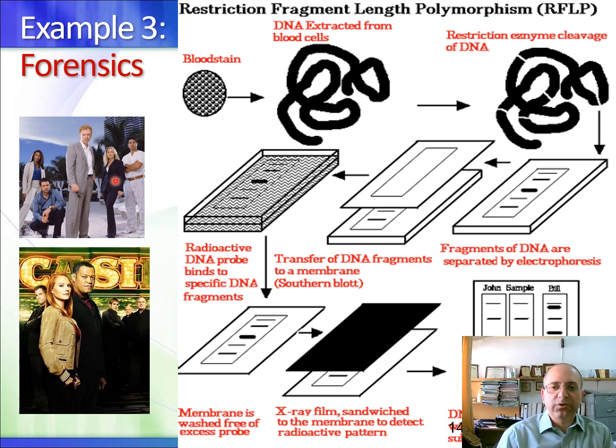Probably it's not used anymore. But basically, it's used for crime scene investigation. And the idea here is that if there is a blood stain, you can isolate DNA from this stain, and you can do RFLP, again, fragmentation, separation by electrophoresis, you transfer to a membrane, and you add a probe that is specific to certain DNA fragments, and then you can see the profile.